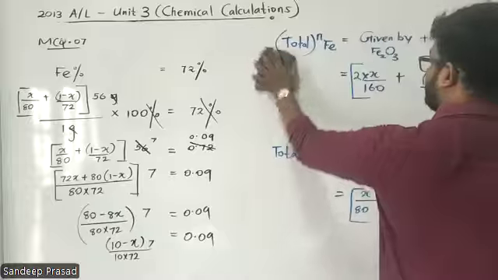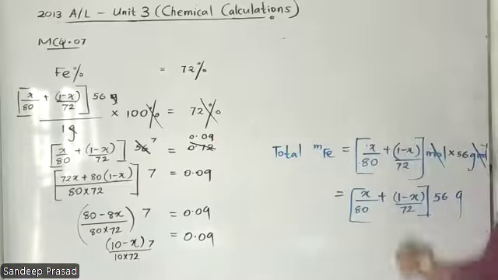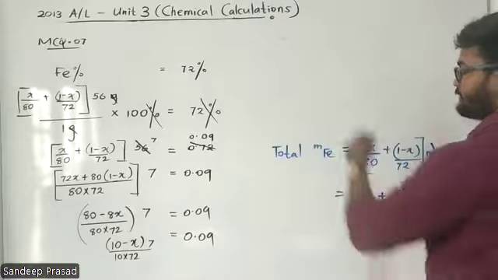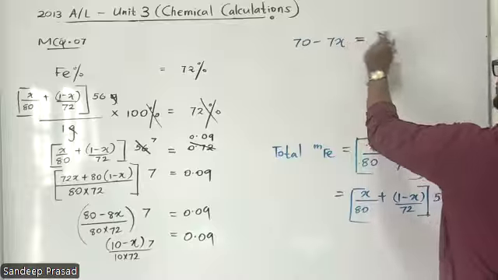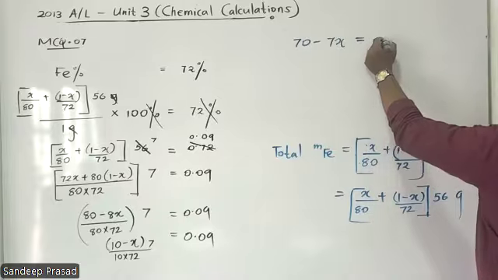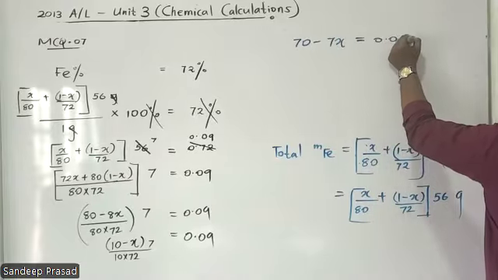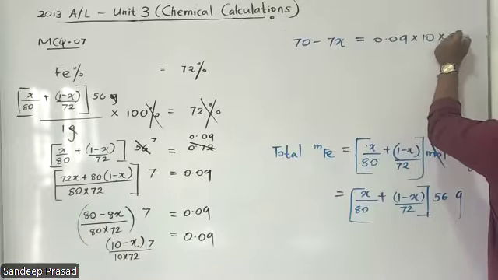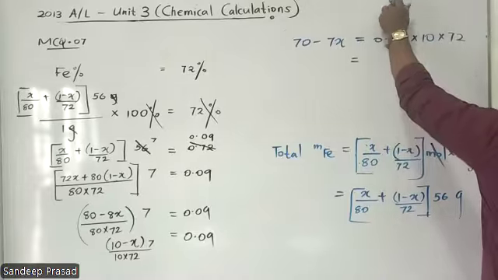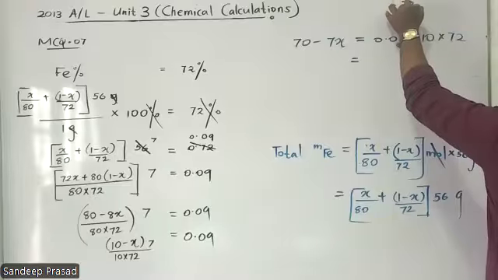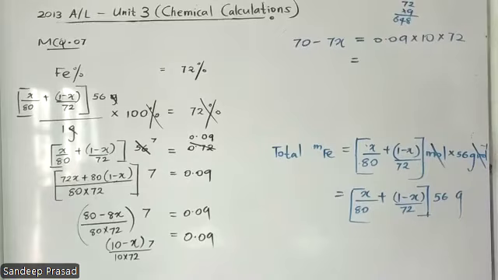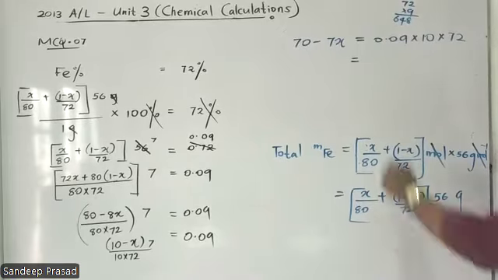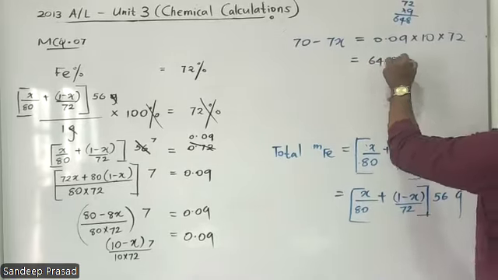Okay. Then we have 70 minus 7x, 0.09 multiplied by 10 multiplied by 70. Therefore, we have 72 multiplied by 9. 64.8.